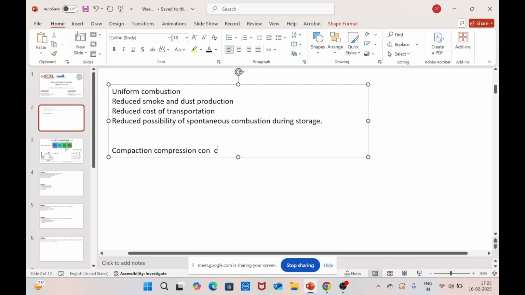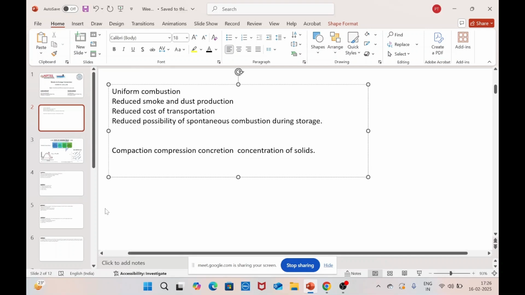Compaction, compression, concretion, and concentration of solids. So these are the four stages in which your waste material is going to be densified. The first stage is compaction. So what do you do in compaction? You just take the raw material, or the feedstock, or the waste material, and then you just apply pressure.